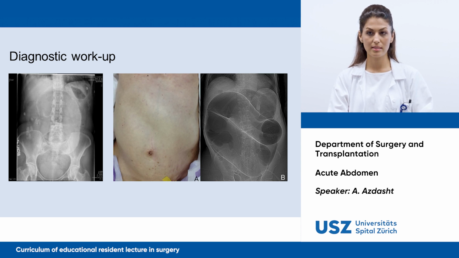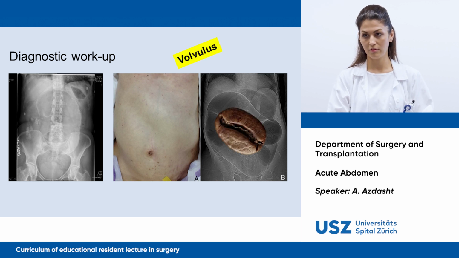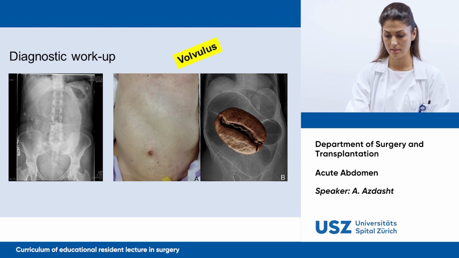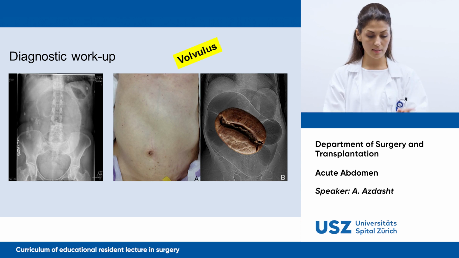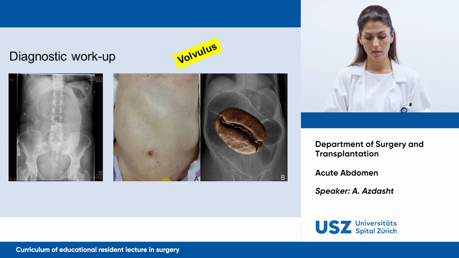Can you tell me what sign you see here? The coffee bean sign. Thank you, that's correct. And the coffee bean sign is a sign for a volvulus. On the left-hand side, you actually see a cecal volvulus that already turned and flipped to the left upper quadrant, and on the right-hand side, you see a sigmoid volvulus.